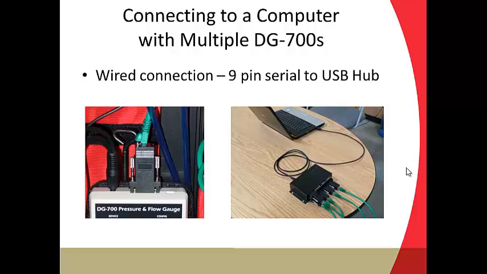If you're using multiple gauges, you'll need a USB to serial port hub, and those are available: 2-port, 4-port, 8-port. We do sell an 8-port hub for connecting 8 DG700s to the cable. So using that combination of 9-pin serial to Cat5 adapters, and then long lengths of cable running back to your home base where you're controlling all the fans, works great.